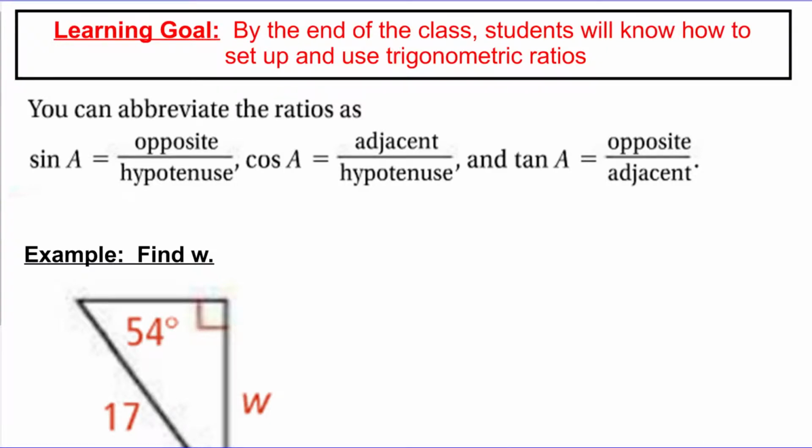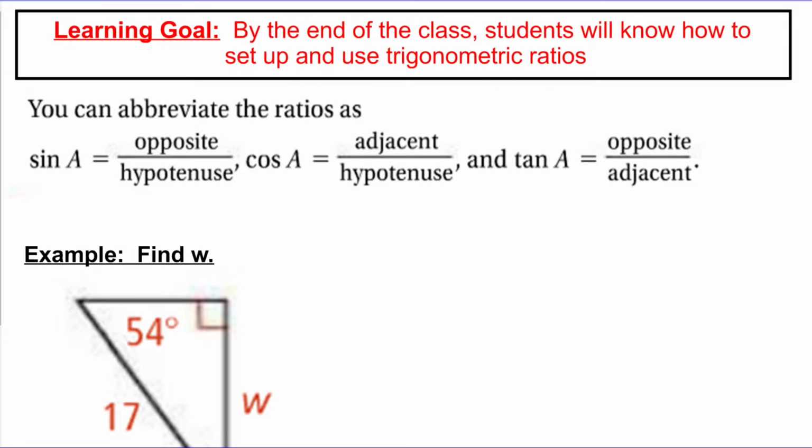Okay, so we're focusing in this video now that we know what the three definitions of the trig ratios are: sine, cosine, and tangent. We know how to set up an equation using the ratio, the reference angle, and the two correct sides for that ratio. If I use sine, I'm supposed to set up opposite over hypotenuse, etc. Now we're going to use this to set up an equation and find a missing side.